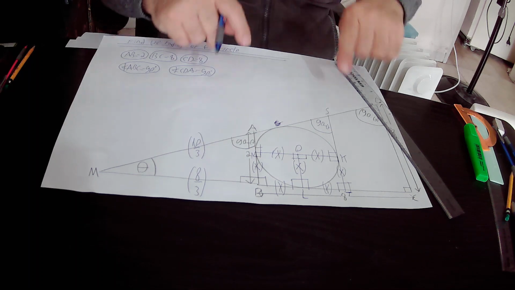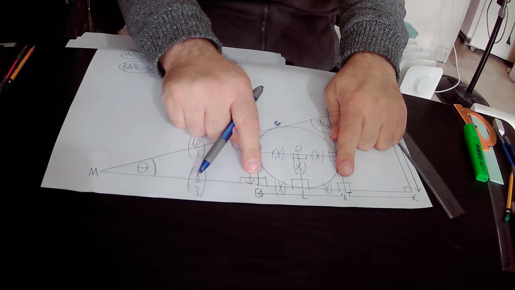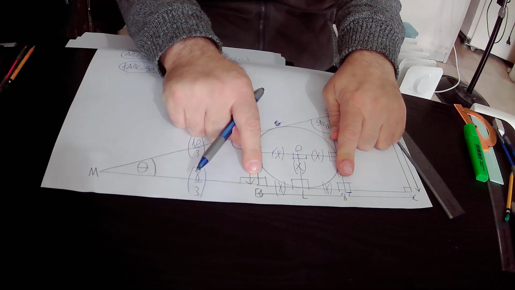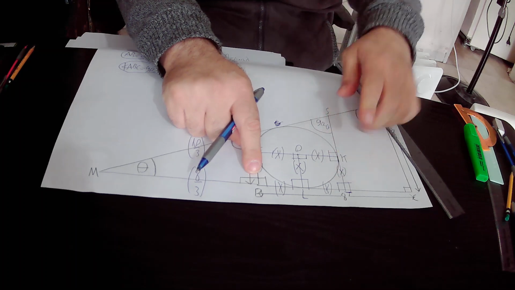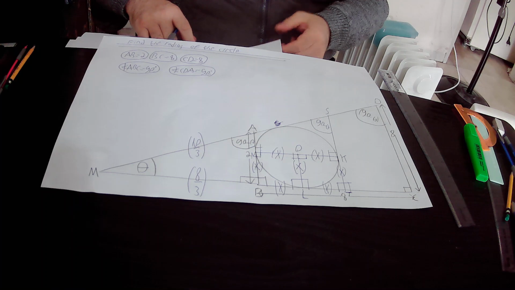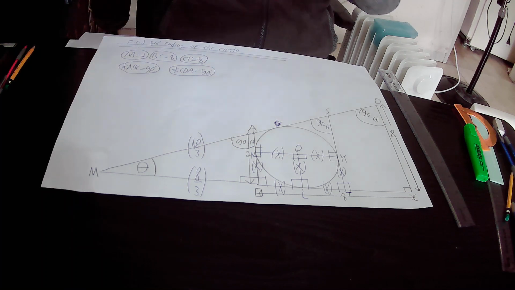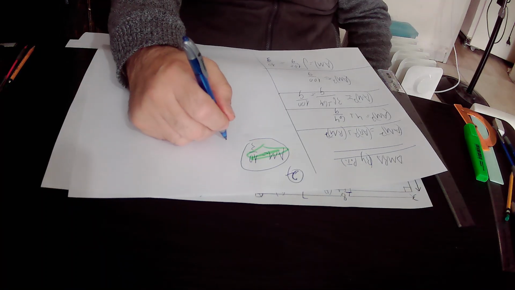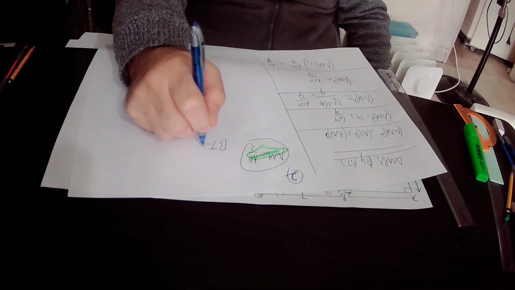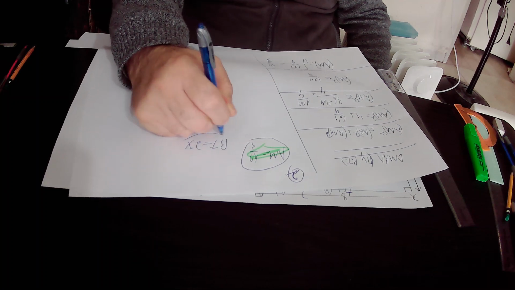In conclusion, we found out that BT equals x plus x, that is 2x. So, I write it down. The length of my segment BT is 2x. BT equals 2x units in its length.